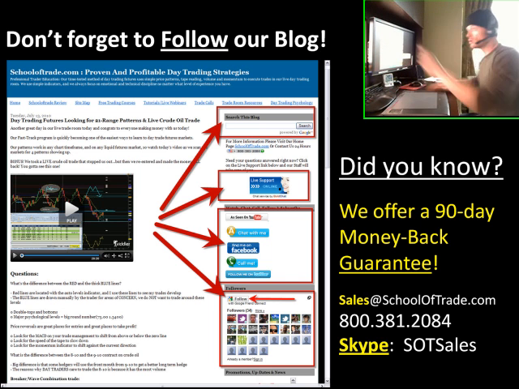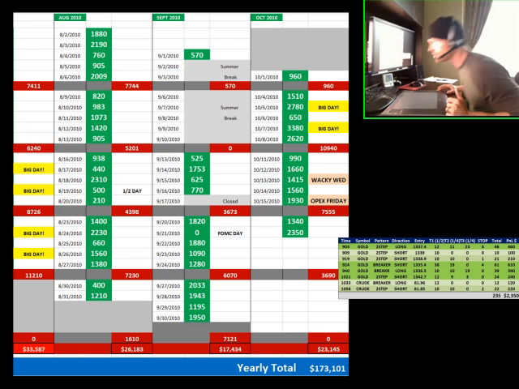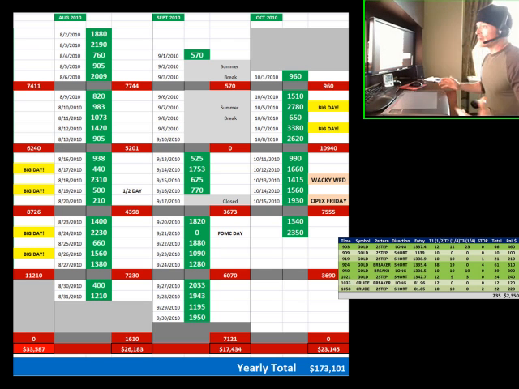Let's keep moving. 2, 4, 6, 8 total trades. Now, guys, we did a pretty good job today, obviously. 235 ticks, $2,350 for the day. Gold and crude today.